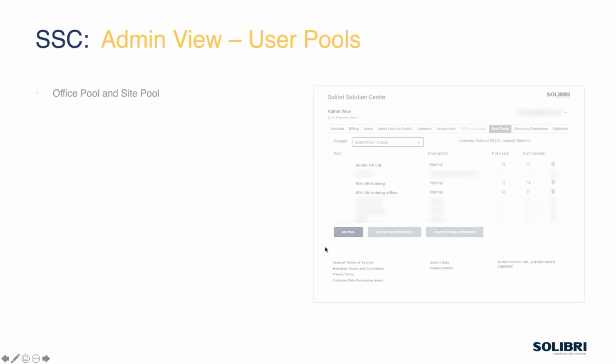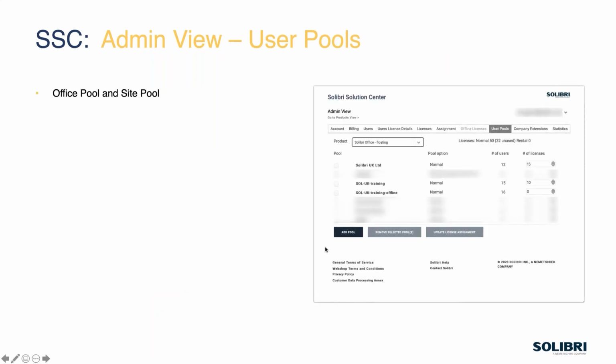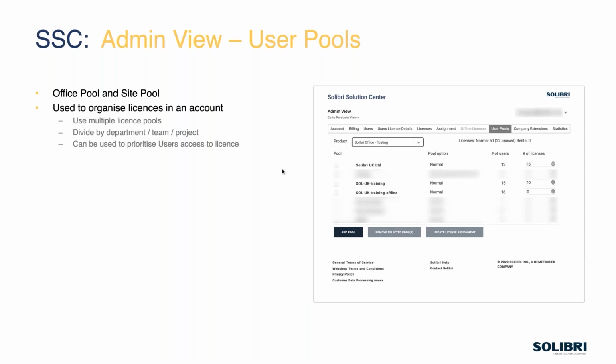Moving on from that, the other area we can talk about is our user pools. Depending on the type of licenses you have, if you own the Solibri Office product or the Solibri Site product, then you have separate pools for each one. The pools are used in a whole variety of different ways. You can have multiple pools. It's a good idea to have multiple pools because it allows you to do things like divide the costing of projects, so you can assign licenses to a particular project and it's costed that way.